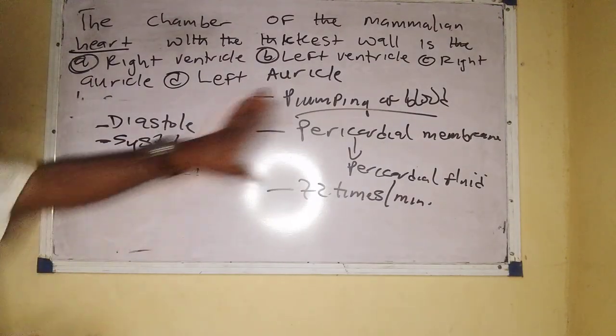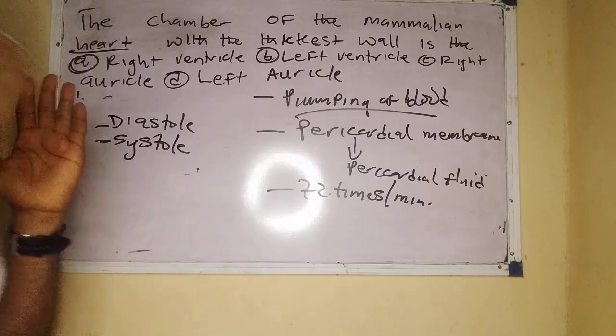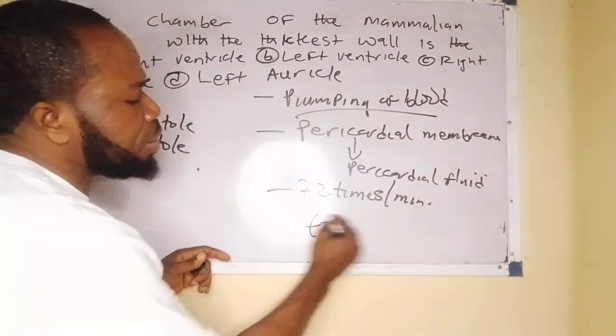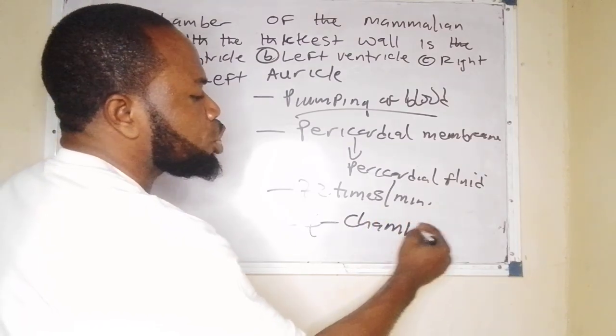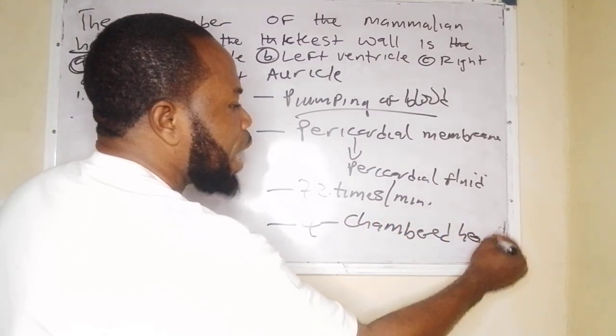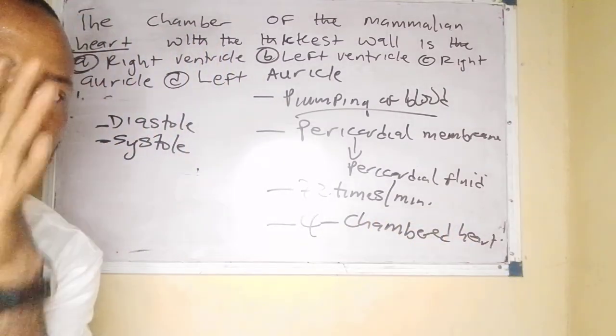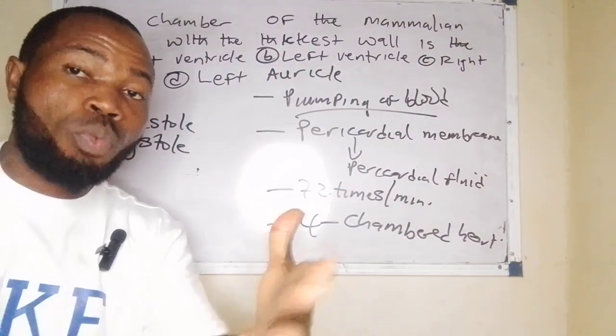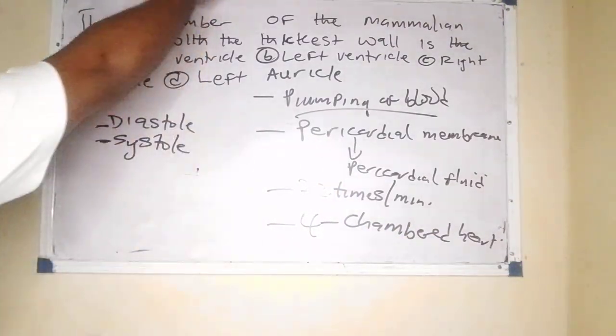Now look at it. Coming back to the heart, remember we have said just now. From this question, you must know that the mammalian heart is a four-chambered heart. That doesn't mean we have four hearts, so don't disgrace yourself. It's a four-chambered heart. That means we have one heart, but it's made of four chambers.